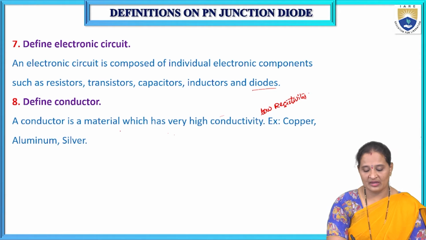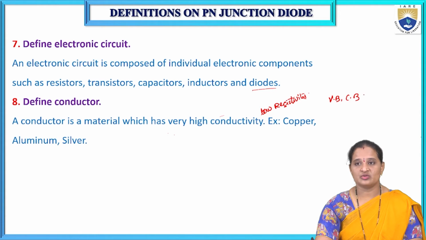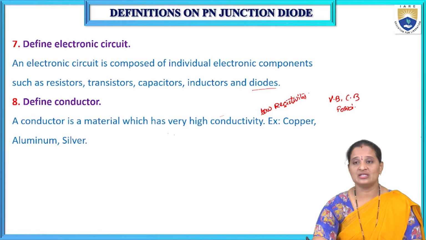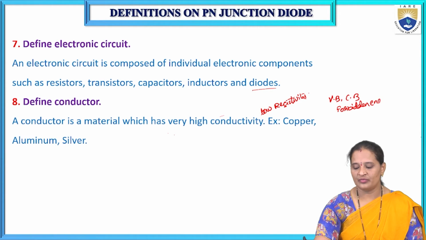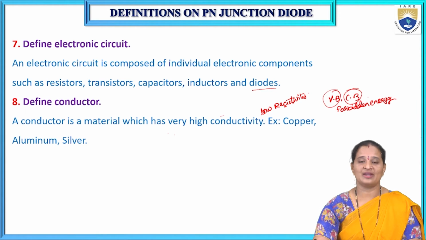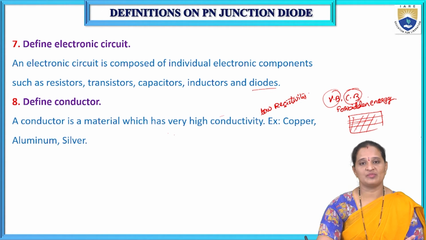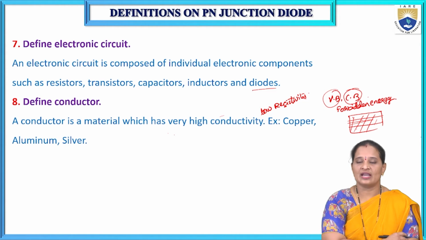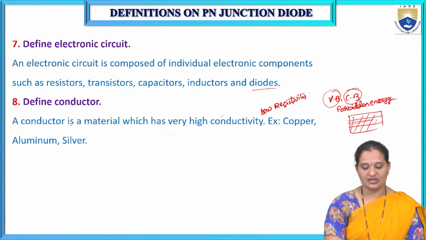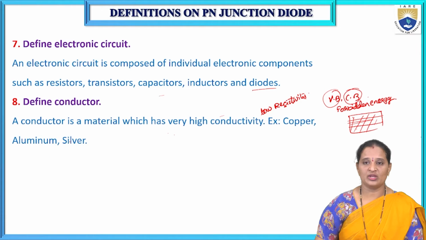In another way, we can also define it using the energy band diagram, where we have the valence band as well as the conduction band. The gap between the valence band and conduction band is called the forbidden energy gap, or energy band gap. If the gap between the valence band and conduction band is almost zero, and they are almost overlapped, then such materials are also called conductors. So we can have different definitions here. A conductor is a material which has very high conductivity and very low resistivity. Examples of pure conductors are copper, aluminium, and silver.